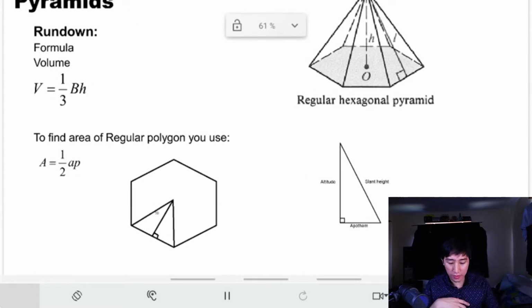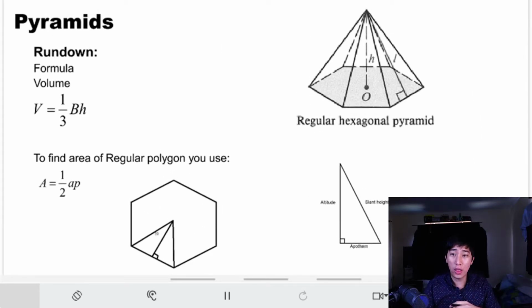Next, when we're dealing with volumes, my volume is going to be 1/3 base times height. Very similar again to the prism one, but instead of volume being base times height, my volume is 1/3 base times height. So the volume of a pyramid is also going to be 1/3 the volume of a similarly shaped prism. Now, in order to find the area of a regular polygon, you're going to use this: area equals 1/2 apothem times perimeter.